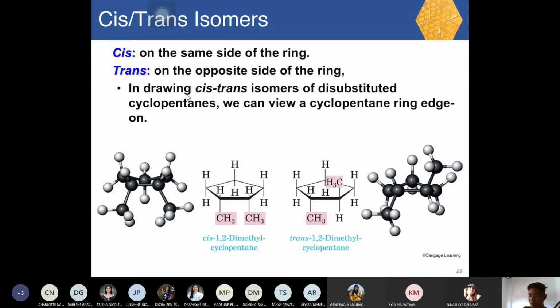So, ganun din dito sa molecule, no? So, if same side yung iyong substituent yung tinutukoy natin dito, hindi gender. Walang gender yung mga molecules na yan. Okay? So, if they are on the same side, yung substituent natin nasa iisang side, we call them the cis isomer. Pag sila ay naman nasa opposite sides ng molecule, we call them the trans isomer, no?